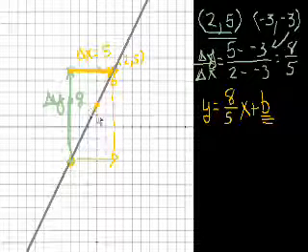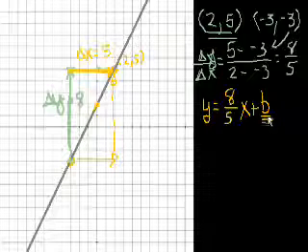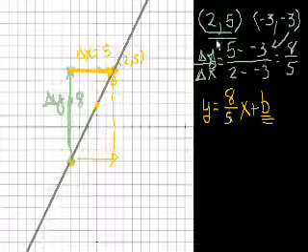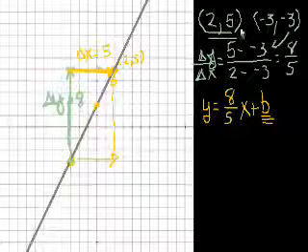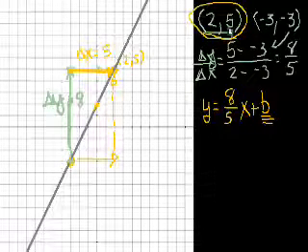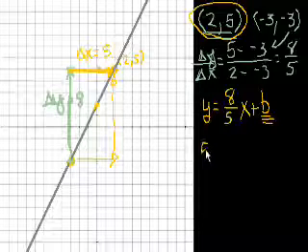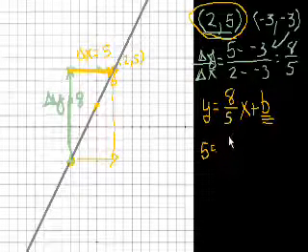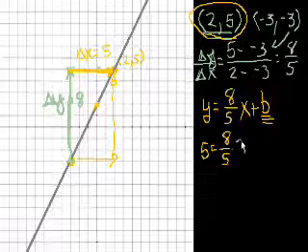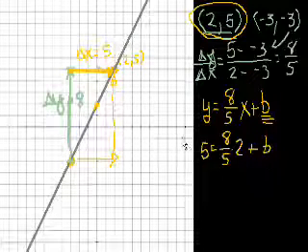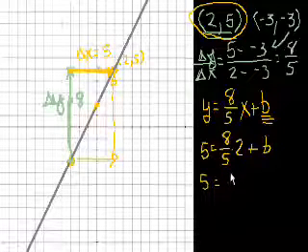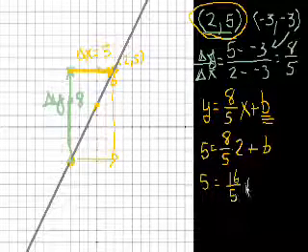But let's solve it, just in case we didn't have this neatly drawn graph here. So how can we solve for b? Well, we can substitute values that we know work for x and y. Either of these points is on that line, so we can substitute them in for x and y. So let's use the first one. We get y, 5, will equal 8 over 5 times x. Well, x there is 2, so 2 times 2 plus b. Now we just get 5 is equal to 16 over 5 plus b.